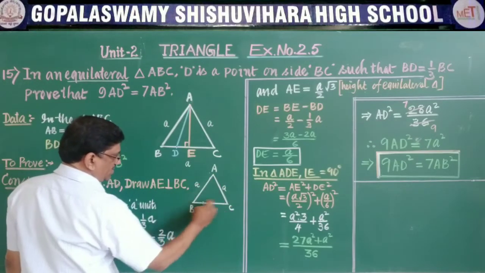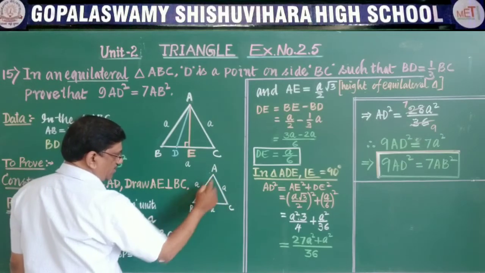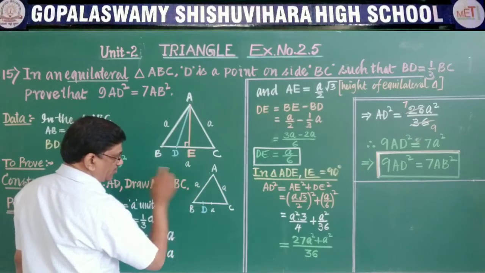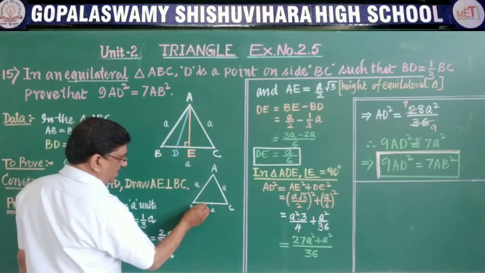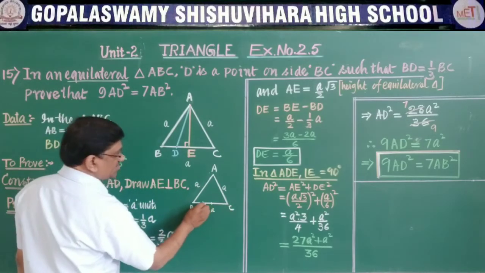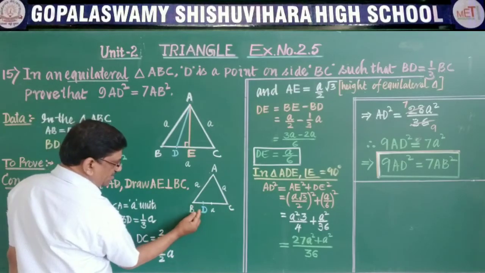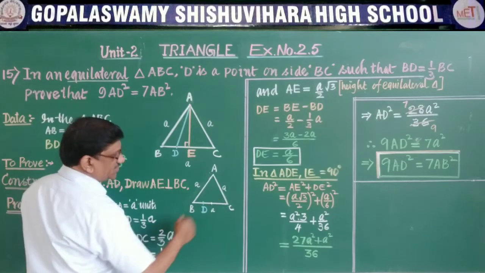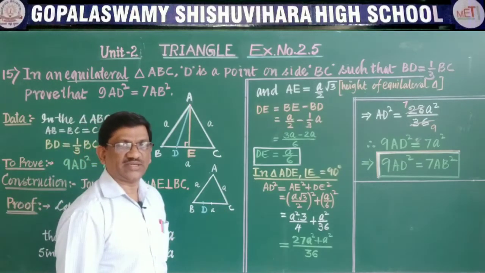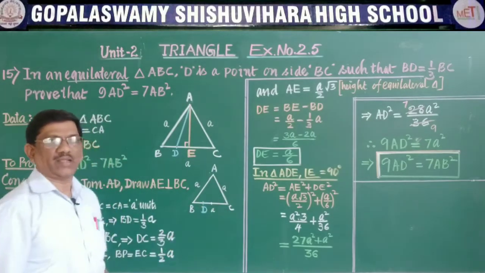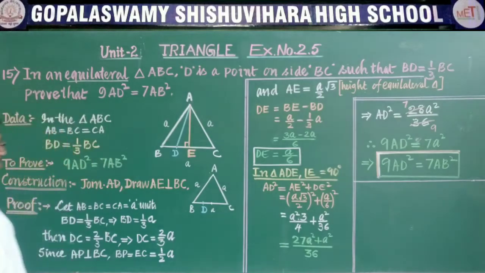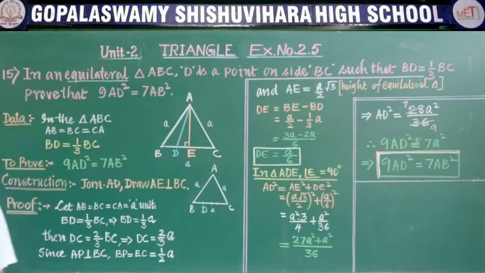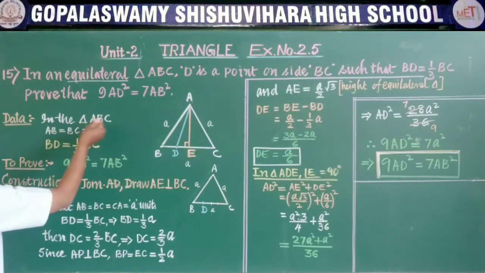Equilateral triangle ABC in which all sides are equal. Let the side be A units. So D is a point on BC such that the length of BD is equal to 1/3 of the BC. Clear, children? 1/3 of the BC.